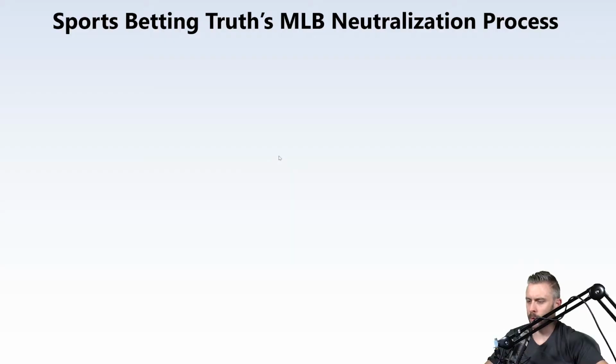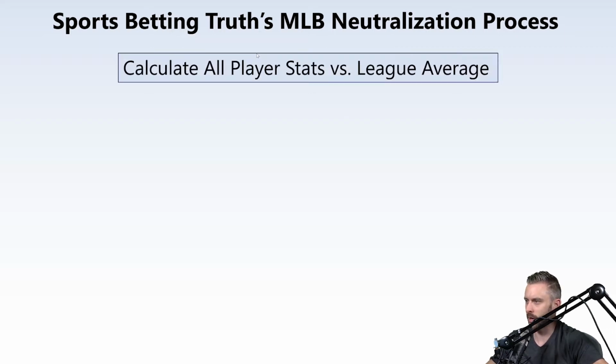All right, so I follow a pretty specific pattern when it comes to neutralizing stats with my baseball models, and I think these things are all pretty necessary if you want to have a good baseball model. I don't think they're all required, but they're things to keep in mind if you're trying to get the best baseball model you can make. So I start off by calculating all player stats versus the league average. This is mandatory because you need to know how a player compares to the league average.